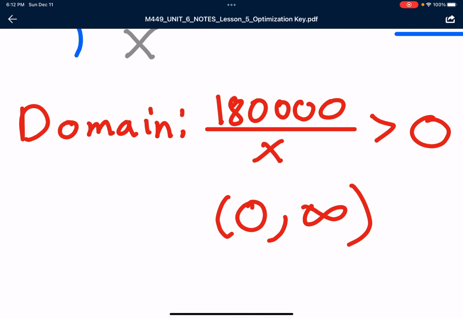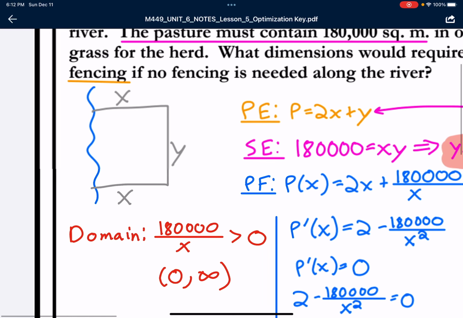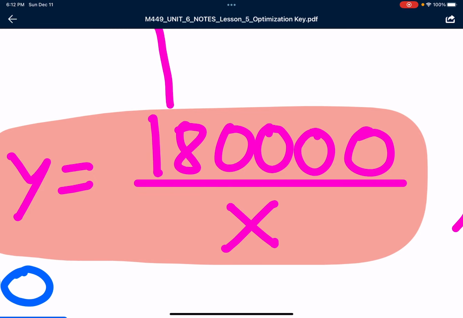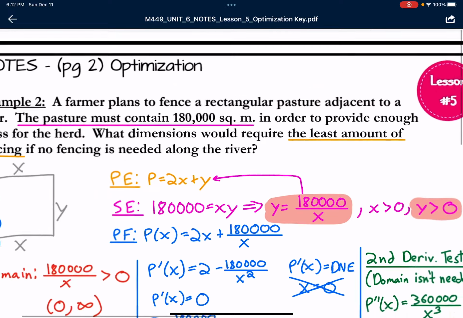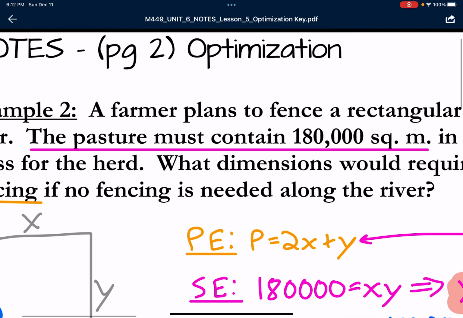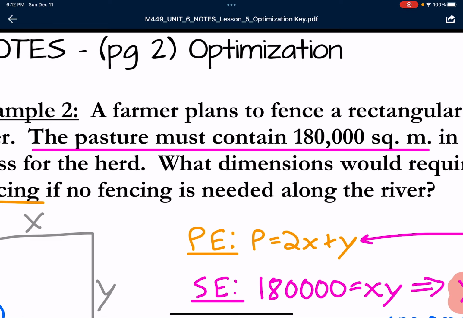Now, some of you might be like, what? That doesn't make sense. But theoretically, could you make a rectangle where x was a billion meters long and then make y infinitely small? Yes, you could. You could do 180,000 divided by 1 billion and get a y value. Now, is that a realistic area for your herd? Probably not.